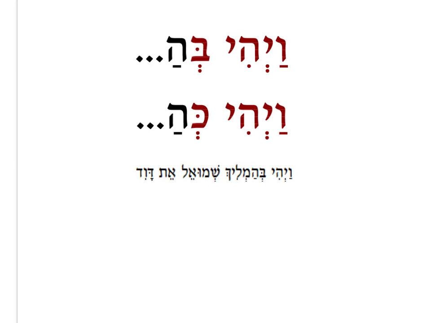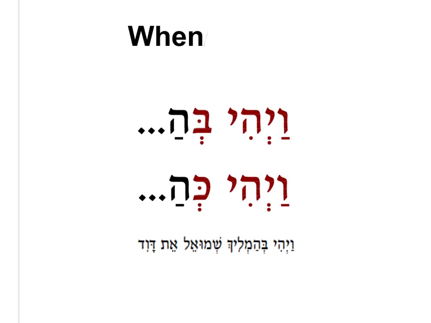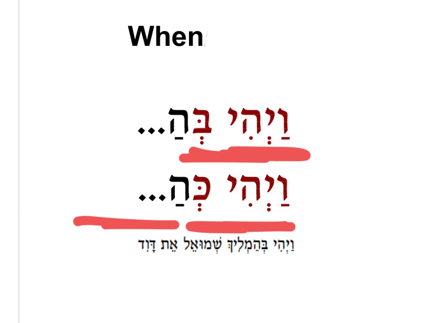I want to remind you about something that we've discussed before. When I have a bet or kaf prefix before my infinitive, the bet or kaf is translated as when. So vahi be, vahi ke, often I'll have some form of haya, not always. You could just translate the whole phrase as when, if you wish, and then you would translate the infinitive.